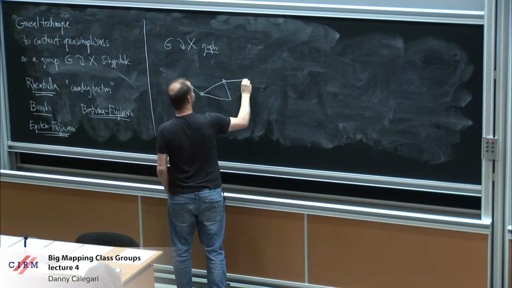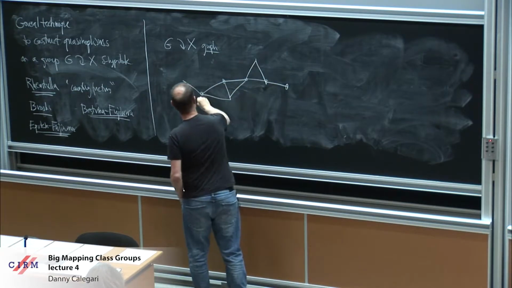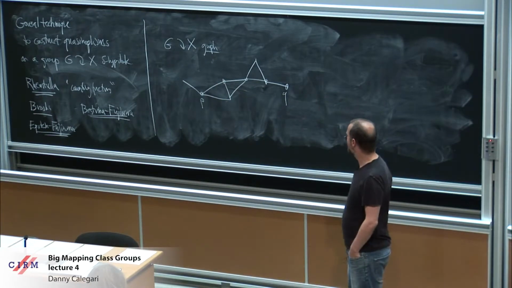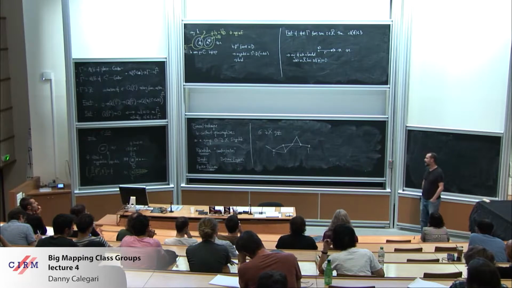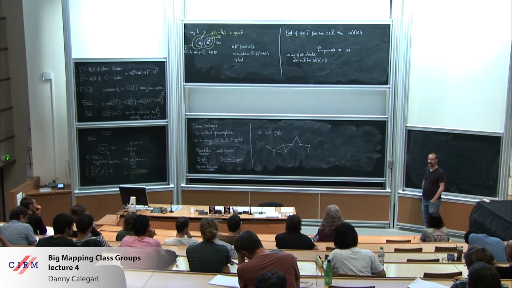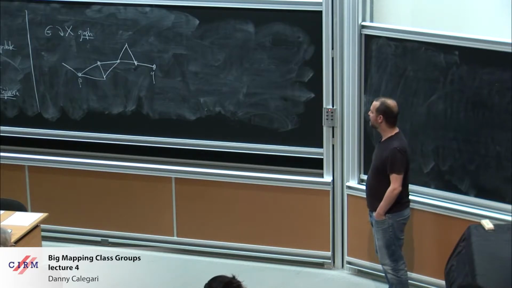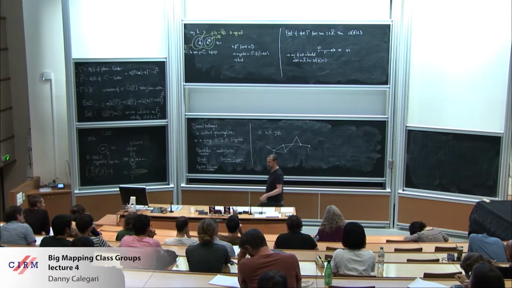So if I have two vertices, the distance from P to Q is the least number of segments in a path from P to Q. So what I'm going to do is modify this graph in a way which is compatible with the G action, and turn it from a graph into a directed graph, in such a way that the distance now becomes non-symmetric. You might be a little bit anxious about non-symmetric metrics, but anyway, I'm going to do it.